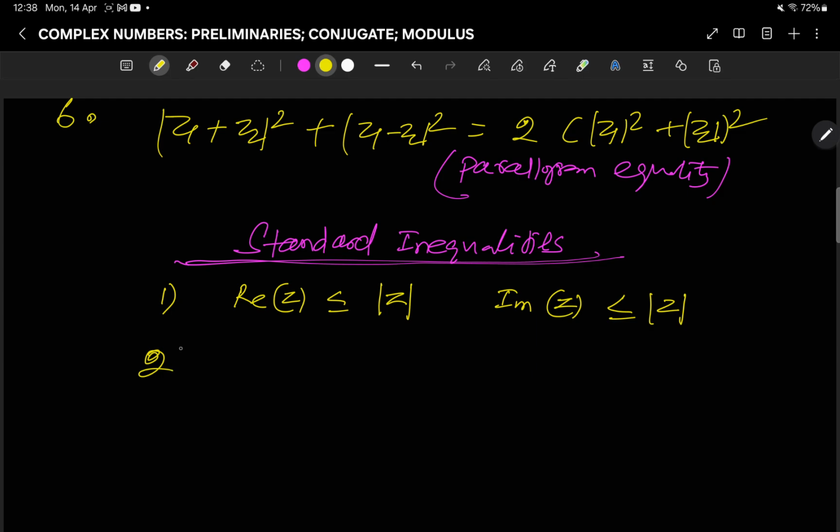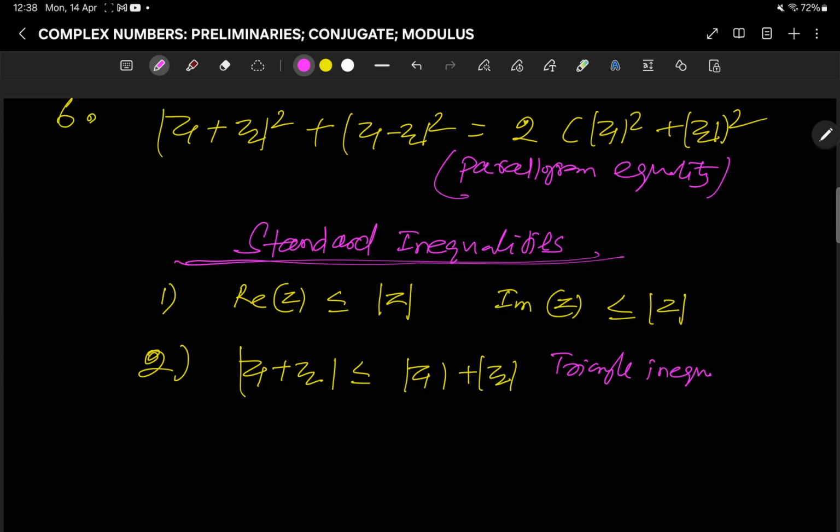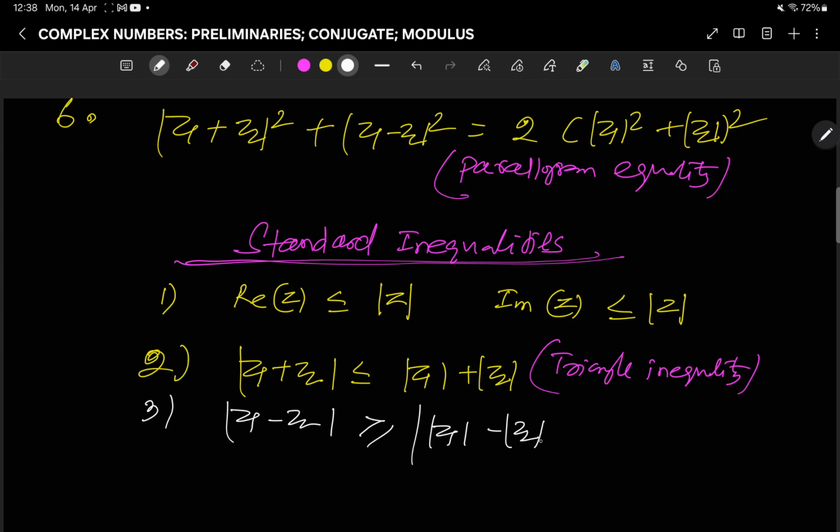Now property number 2 is important. Mod of z1 plus z2 is less than or equal to mod z1 plus mod z2. It is the triangle inequality. In view of this, we can have the third property. Here mod of z1 minus z2 is greater than or equal to the mod of mod z1 minus mod z2.